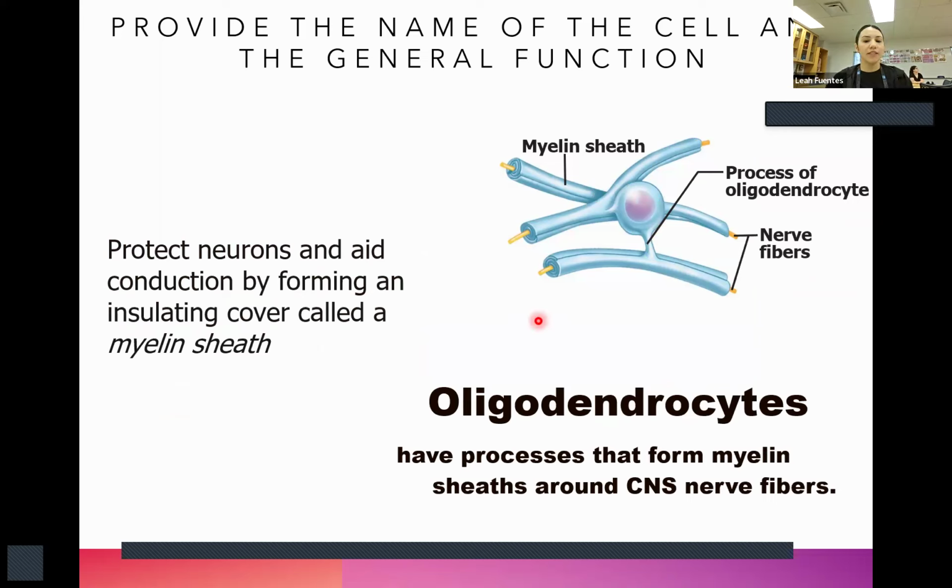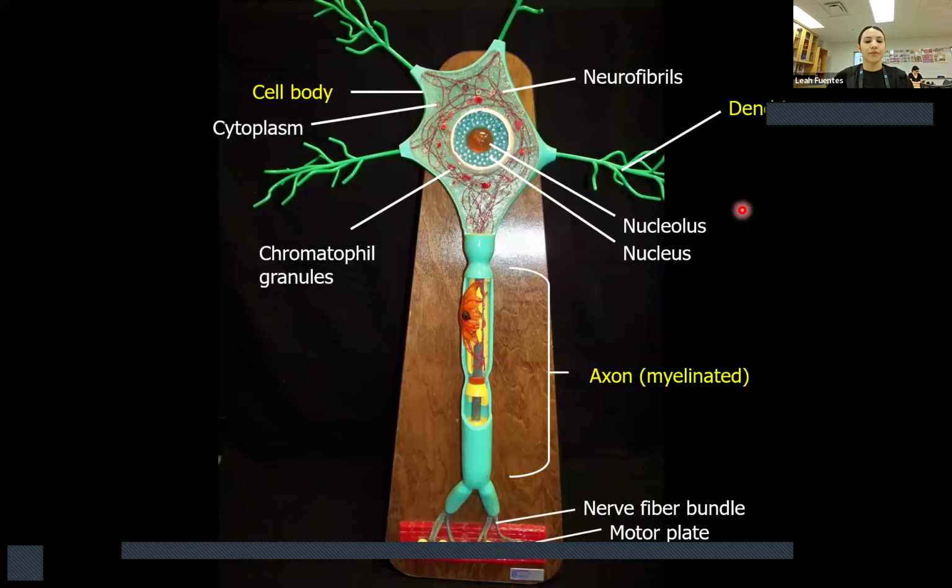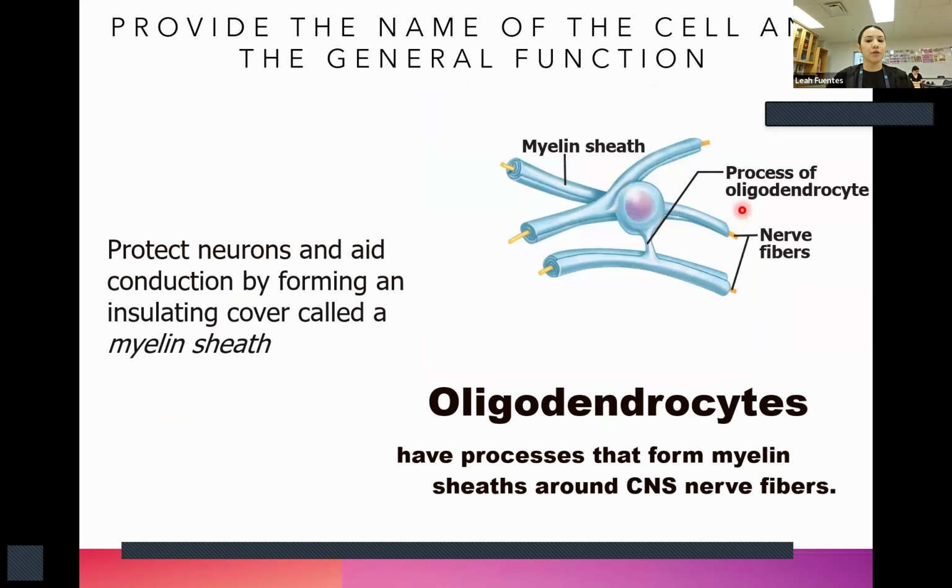And then we also have oligodendrocytes. These have processes that form myelin sheaths around the central nervous system nerve fibers. So again, here are those myelin sheaths, and they are covering the nerve fibers here. Okay, so specifically for those cells, you would need to be able to identify them by the image as well as their function, and also be able to identify whether those are found in the CNS or PNS.